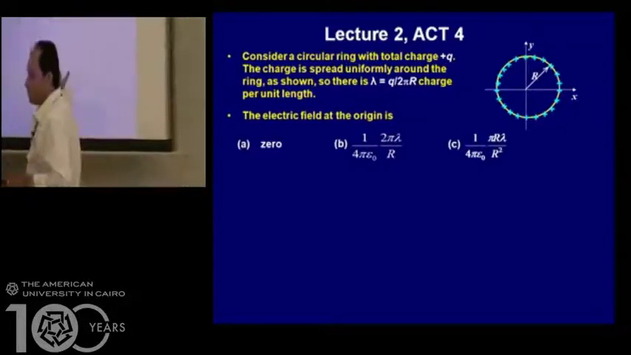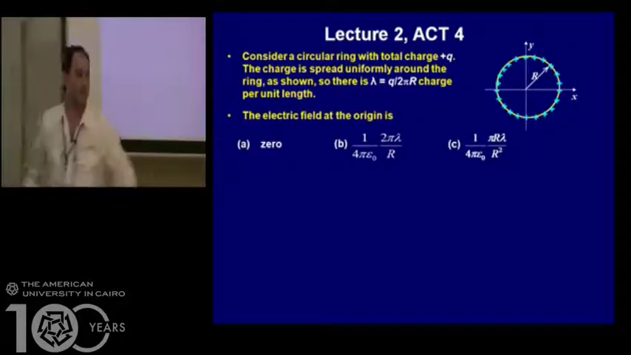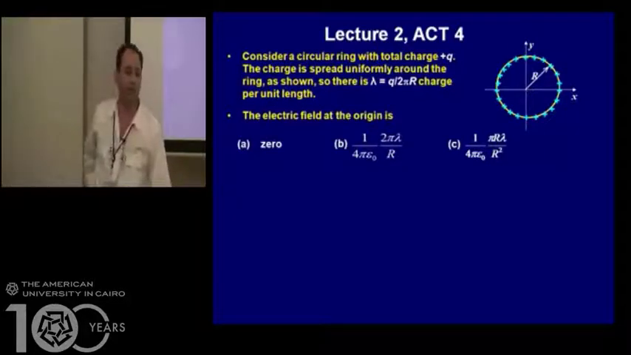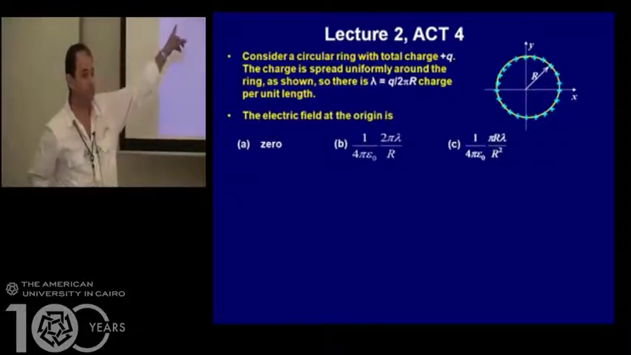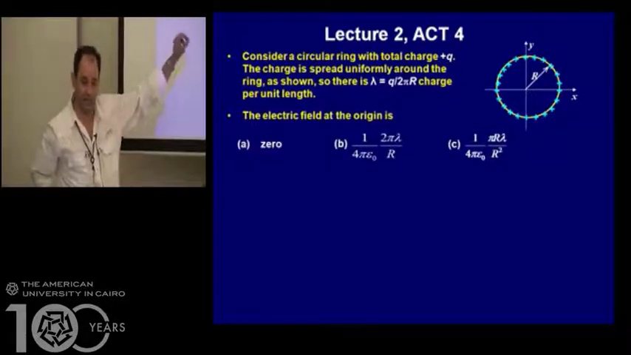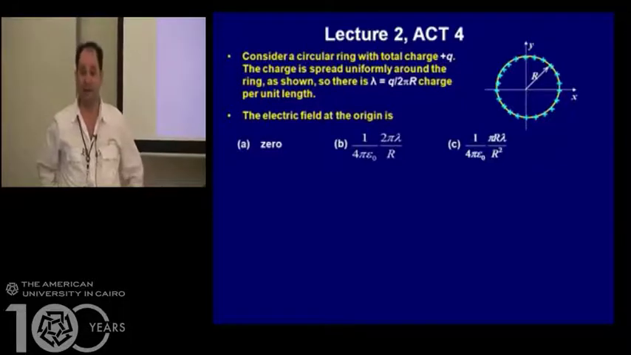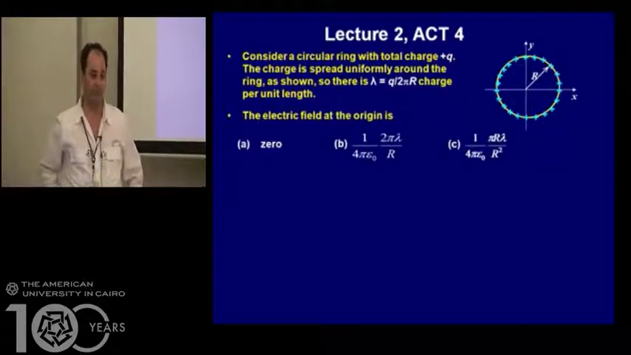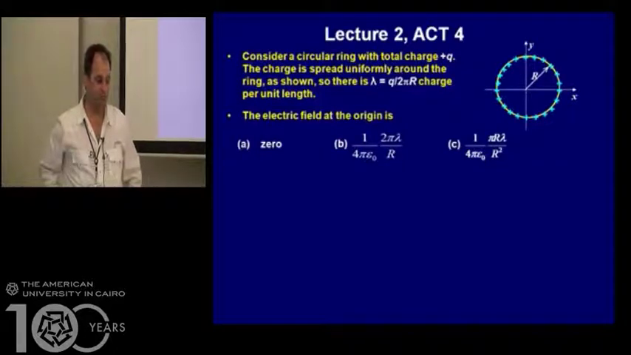Okay, guys. But the simplest solution without going into much mathematics is by symmetry. So by symmetry, we can find that the electric field at the center of this ring is equal to 0. As a matter of fact, and we'll prove that in a few minutes, the electric field everywhere inside that ring is equal to 0. And we'll see how.